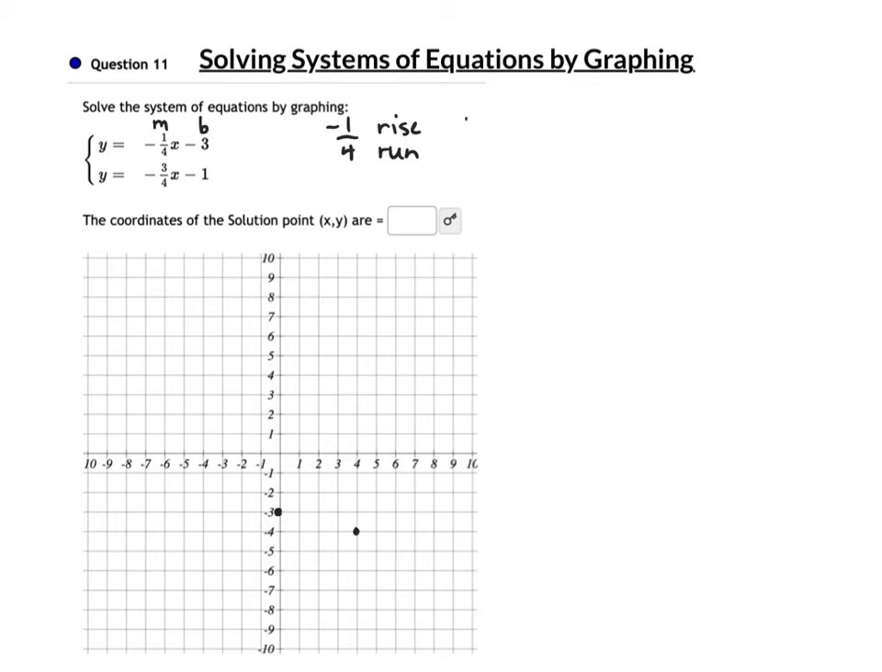And you may also put the negative below, 1 over -4. That's the same thing. And go up 1, and left 4. 1, 2, 3, 4.